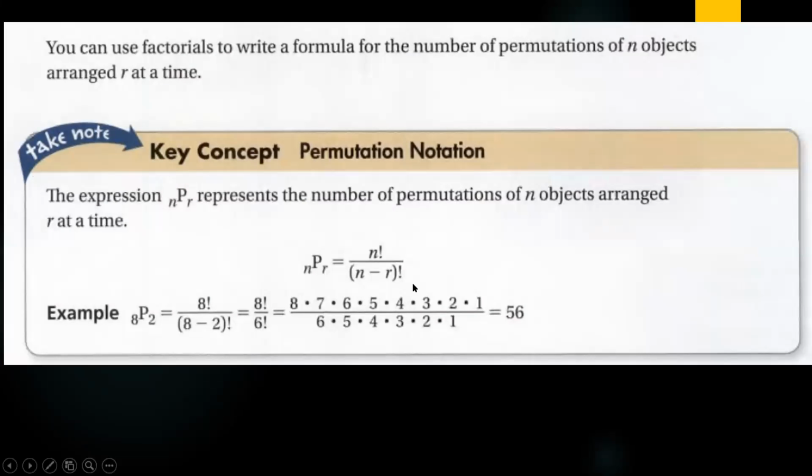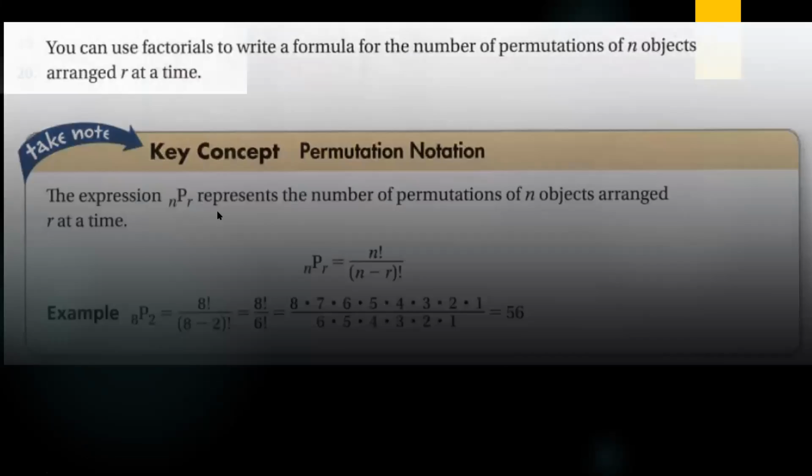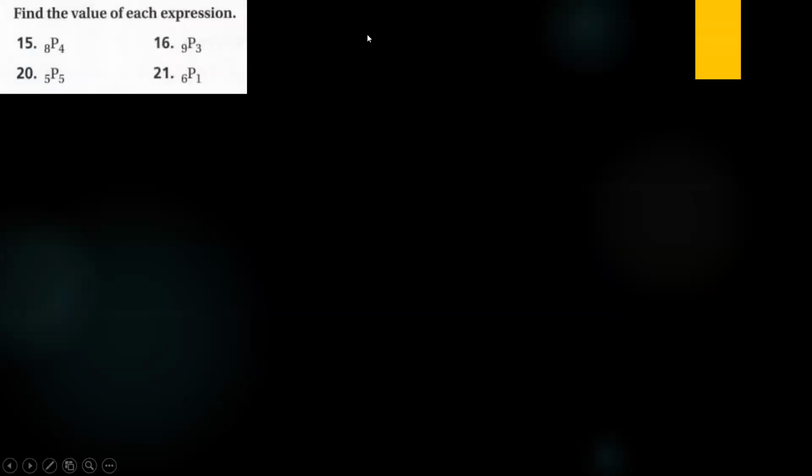Let's now solve this example here. Before that, let's remember that, as I told you before, in order to find the permutation notation, we have to say the permutation of R from N is N factorial over N minus R factorial. Now I will solve these examples with you, with the calculator.